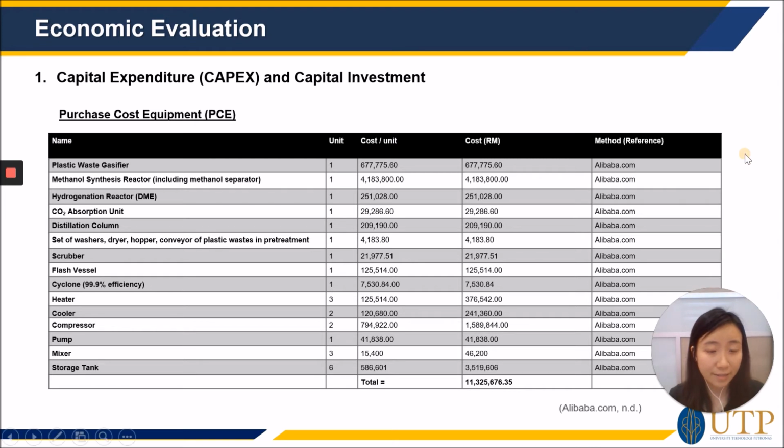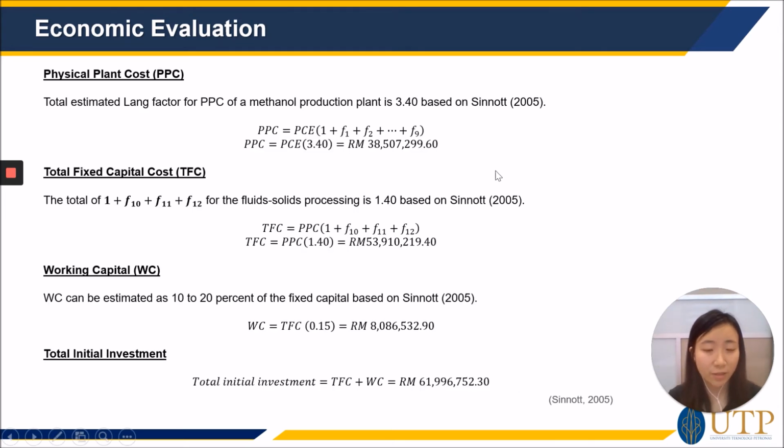After that, we calculate the physical plant cost using the formulas from the textbook, Coulson 2005, where we calculate the PPC from PCE times the lang factor. Then the TFC can be calculated from PPC times the factors for fluid-solids processing. After that, we calculate the TWC, which is the working capital, by estimating 50% of the fixed capital costs. And lastly, we sum up the WC and TFC to get the total initial investment. All the calculations here are based on the formulas from Coulson 2005.